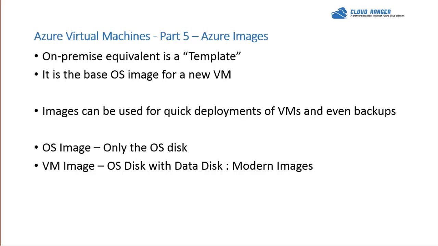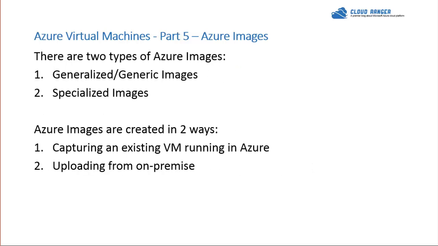When Azure initially started, there was an image called the OS image, and like the name sounds, it was all about the operating system disk being imaged. Now you have the VM image, or virtual machine image, which covers both the OS and the data disk. They call these the modern images because you can take an image of not only the operating system, but any data disks with it. That makes it quite handy for certain scenarios, and VM images are the ones we will be concentrating on. Okay, so there are two types of Azure images. I briefly touched on this in the last slide. The first one is generalized or generic images, and the second one is specialized images. We'll go through both of these.